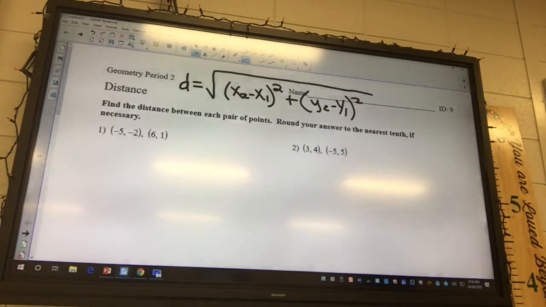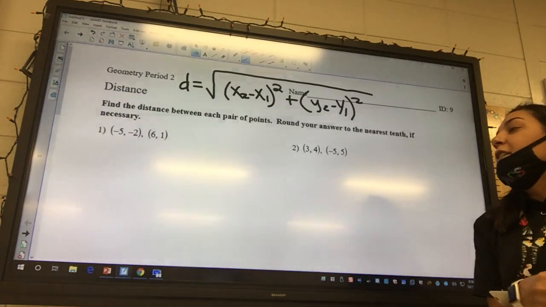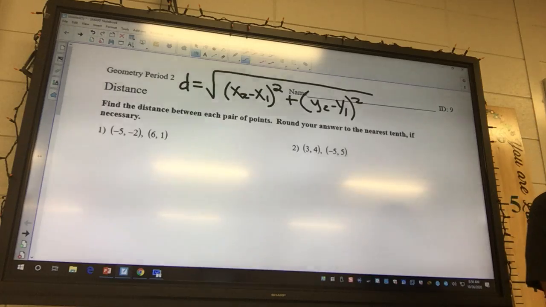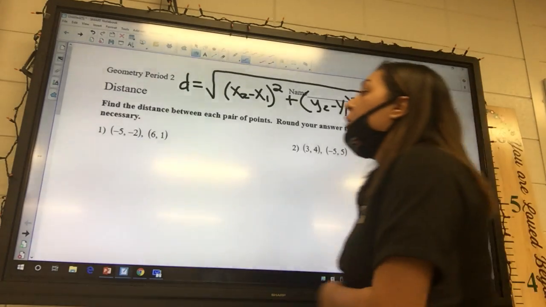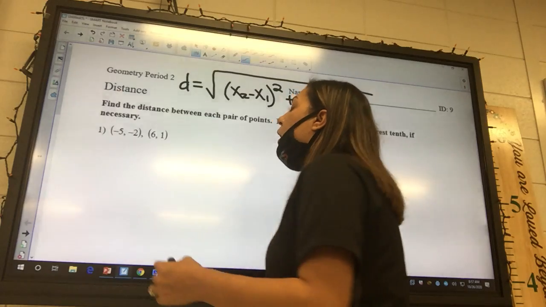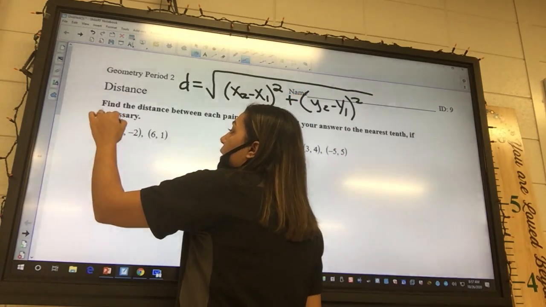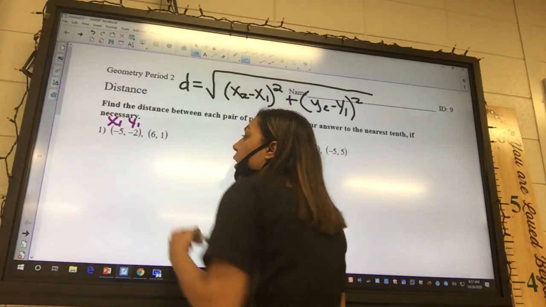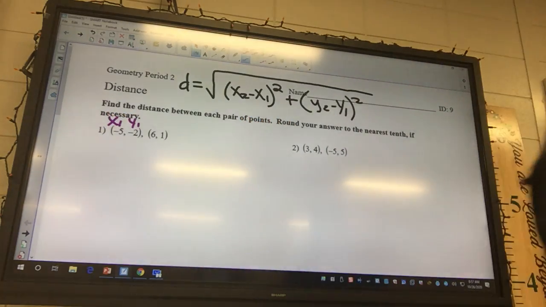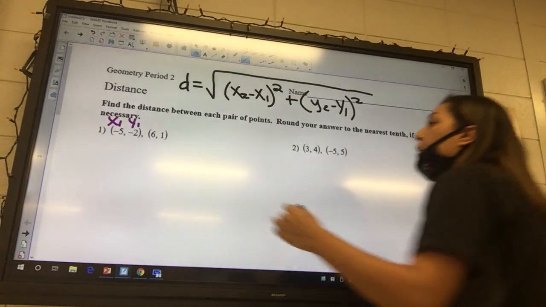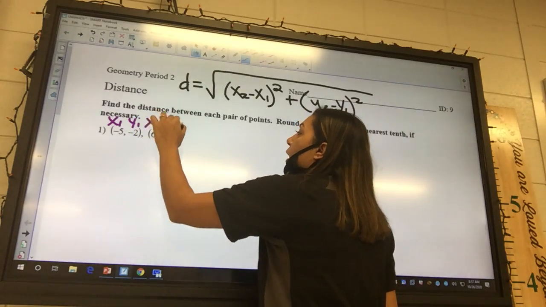Okay. So it says find the distance between each pair of points. Our very first step on all of these problems is going to be to label. Because we have two different coordinates, the very first set of coordinates I'm going to label x sub 1, y sub 1. What am I going to label the other coordinates? X sub 2, y sub 2. Perfect.